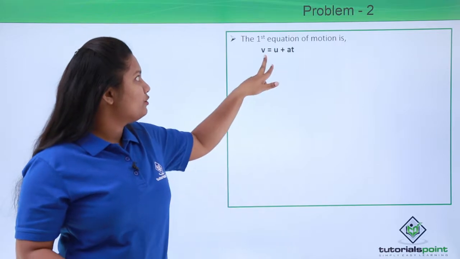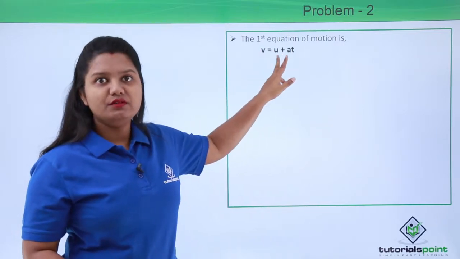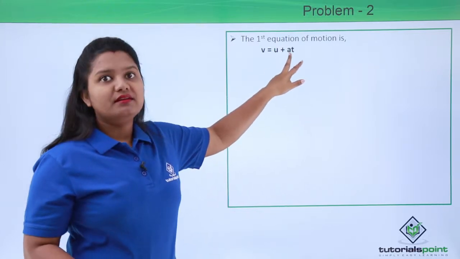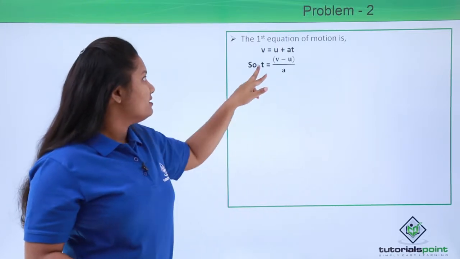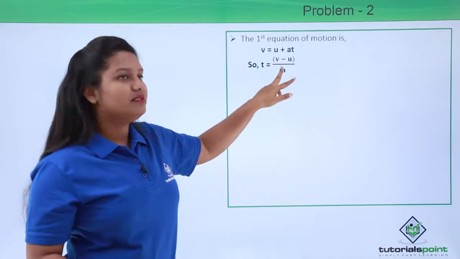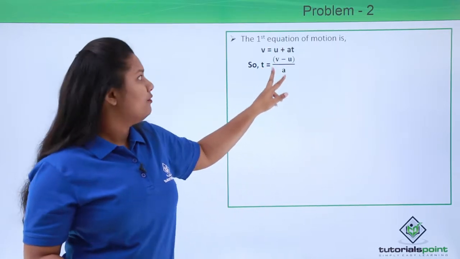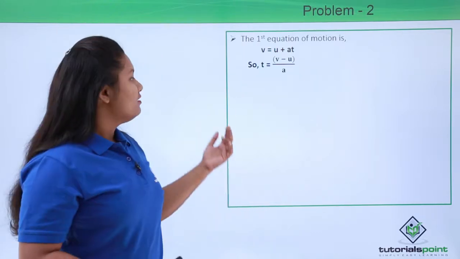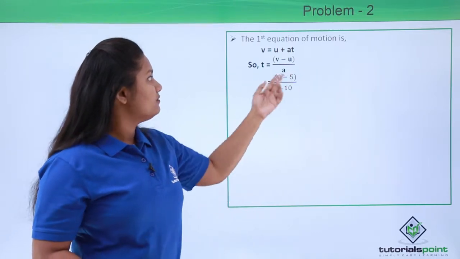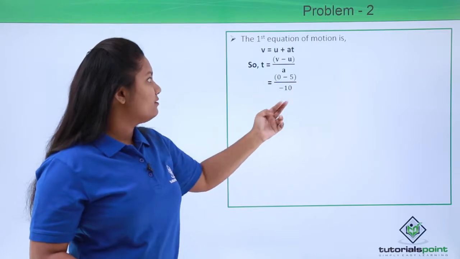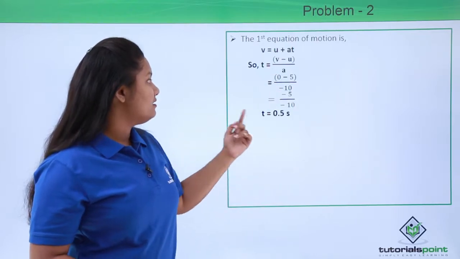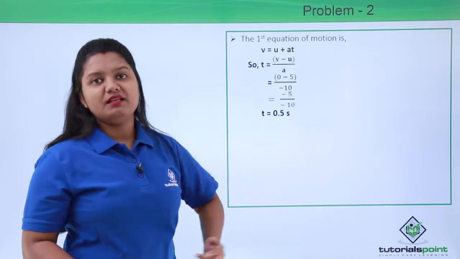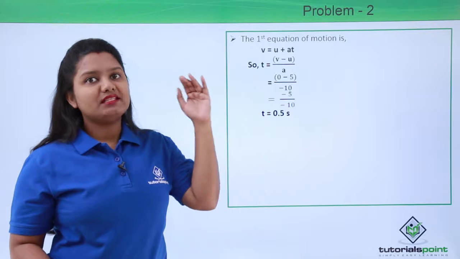The first equation of motion is V equals U plus AT. From this, we can evaluate the expression for T, which is T equals V minus U divided by A. Now we have all these three values with us from the question itself. So we'll be putting all these values here, and on doing that we have the answer as T equals 0.5 seconds. So this is the time taken by the stone to reach the maximum height.